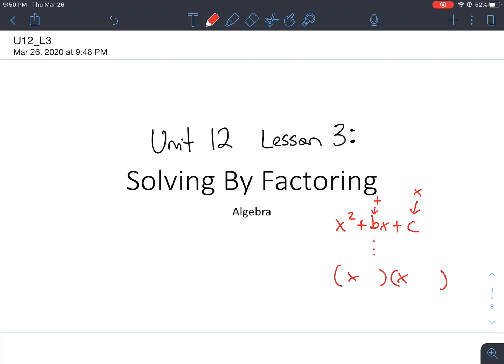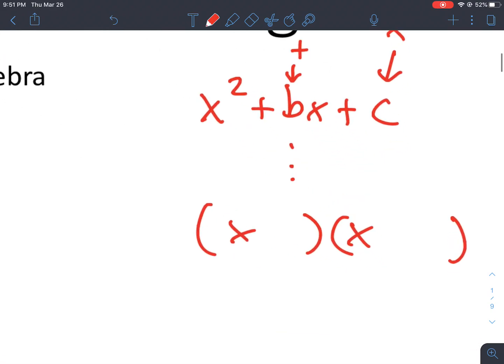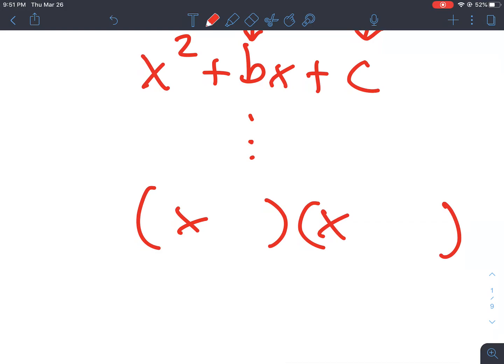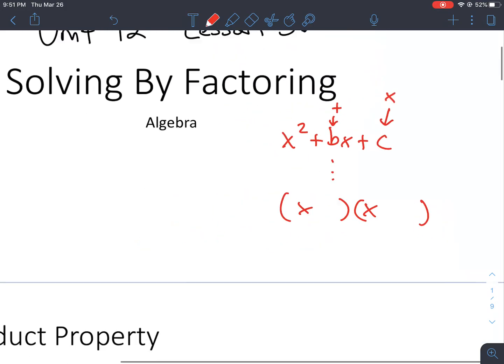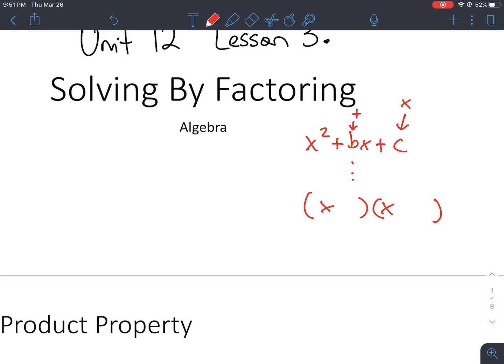What we're going to do is now take that one step further. Before we didn't have an equal sign, and today we're going to incorporate an equal sign, and it's now going to involve solving an equation, so figuring out what x is.